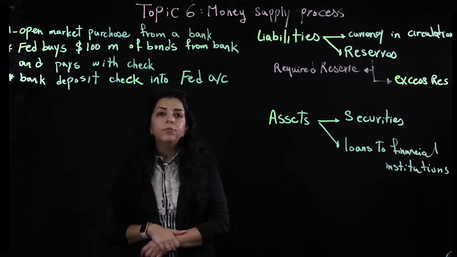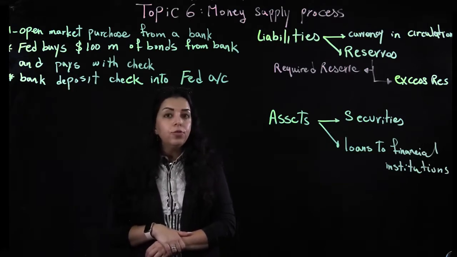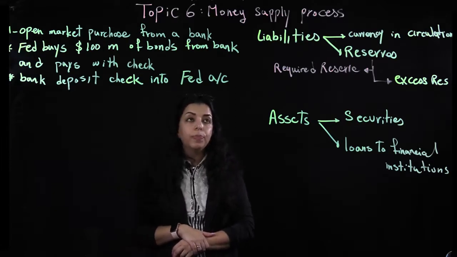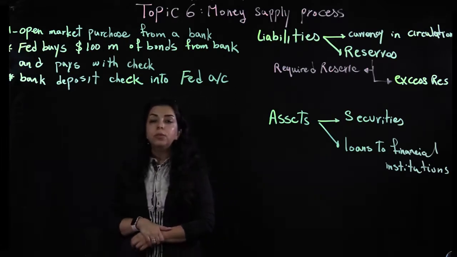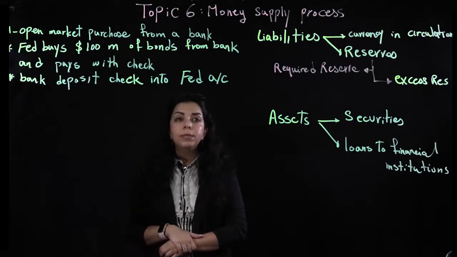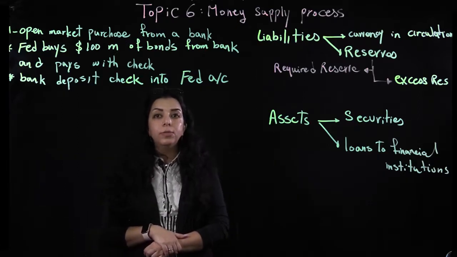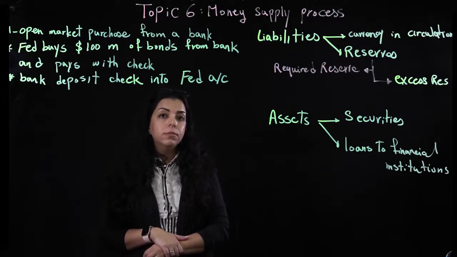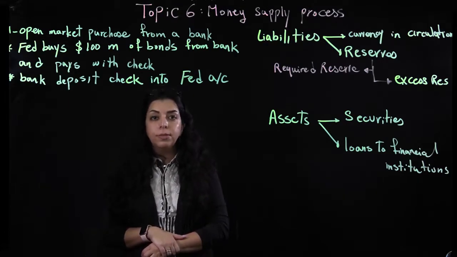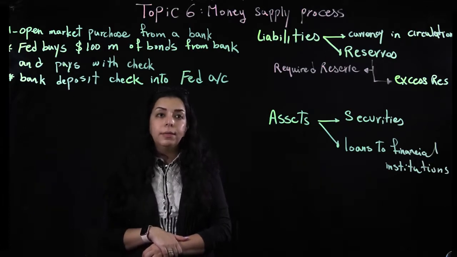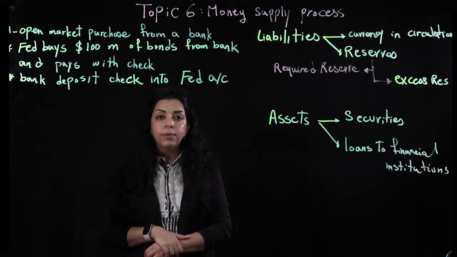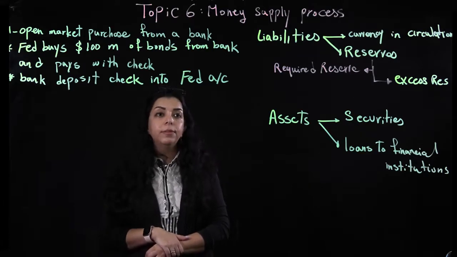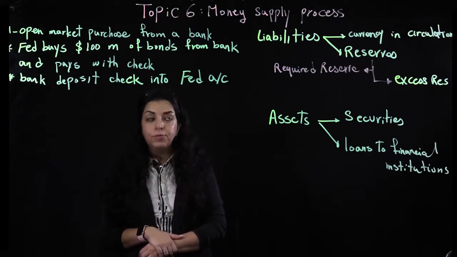Before that, I have to introduce the liabilities and assets of the central bank to you. For simplicity, when we use T accounts, we use Fed instead of central bank. The Fed is the Federal Reserve, the central bank of the US, and we assume that it is the representative for the other central banks. So we use the abbreviated format of Fed instead of central bank.